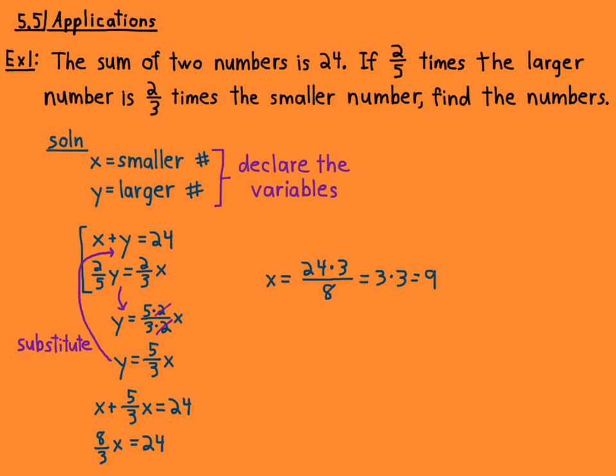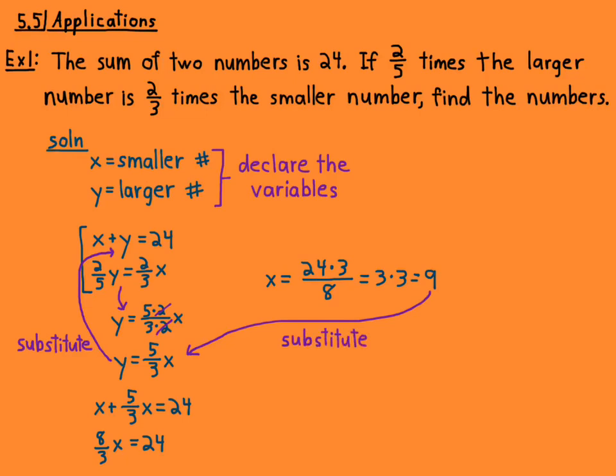Now, what did it ask you for? Always look again for what they asked you for. Make sure you're answering the right question. It says find the numbers. Well, this is the smaller number. So I still need to find the larger number, so I can use either equation here. I probably use this equation to find y, because it's already solved for y. So just plug 9 in there for the x, and then reduce the 9 and the 3, and you'll get 15.